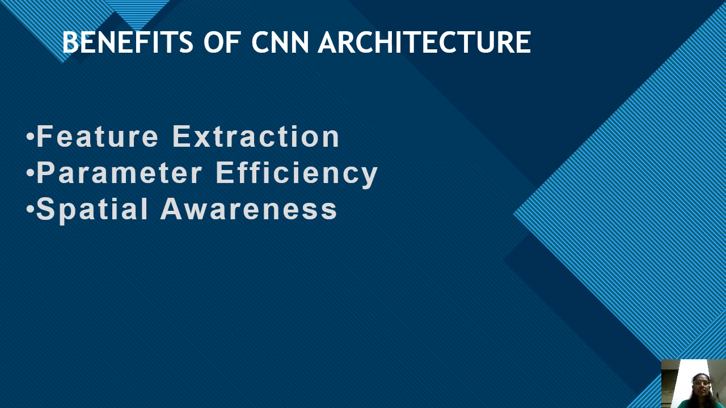The third benefit of CNN architecture is spatial awareness. The convolutional operation preserves the spatial relationship between the pixels, making the CNN ideal for tasks where this information is crucial, such as image recognition and segmentation. These are the benefits of CNN architecture.